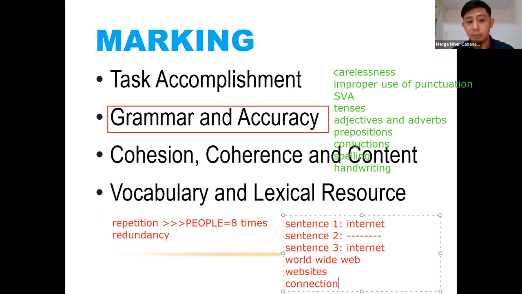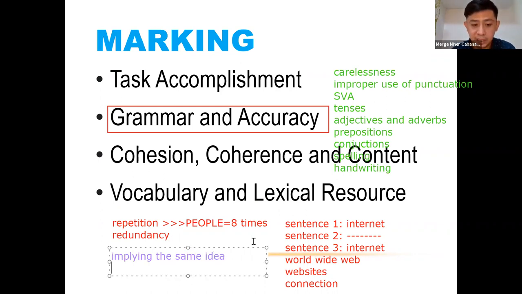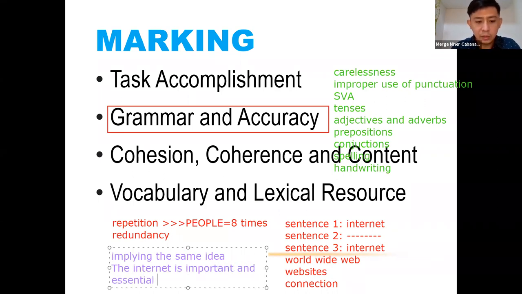So that is repetition, but what about redundancy? Redundancy is implying, I'm going to use purple, implying the same idea. So what is implying the same idea? For example, this is my sentence. The internet is important and essential to the society.